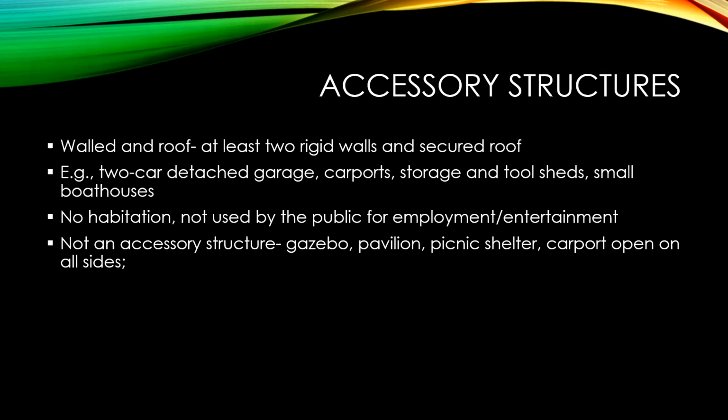And then in the policy, it talks more about accessory structures. Again, the walled and roofed requirement. So that would be like a 2-car detached garage, carports that meet that requirement, and then storage and tool sheds, which are, I think, more common in what we think of for accessory structures, or a small boathouse if that was an incidental use to the principal structure. And again, no habitation, no public use, employment, or entertainment. And then examples of what is not an accessory structure: gazebos, pavilions, picnic shelters, carports that are open on all sides with just the roof covering.